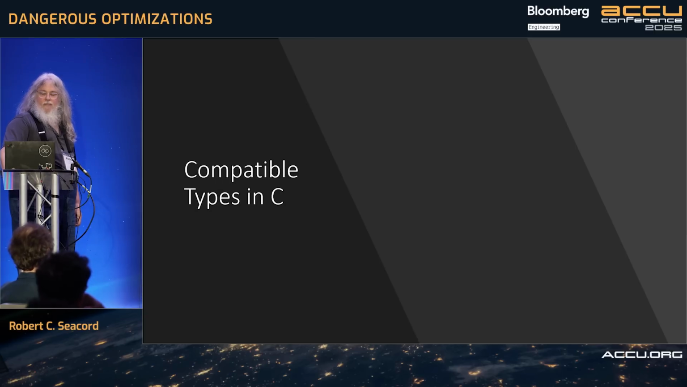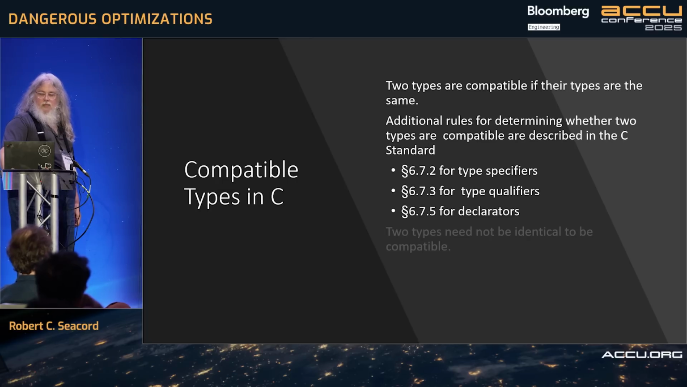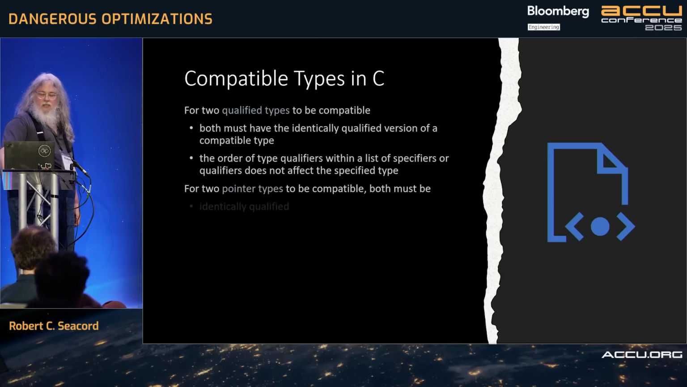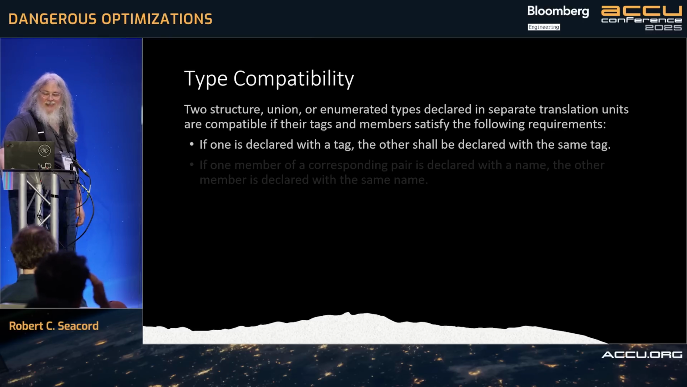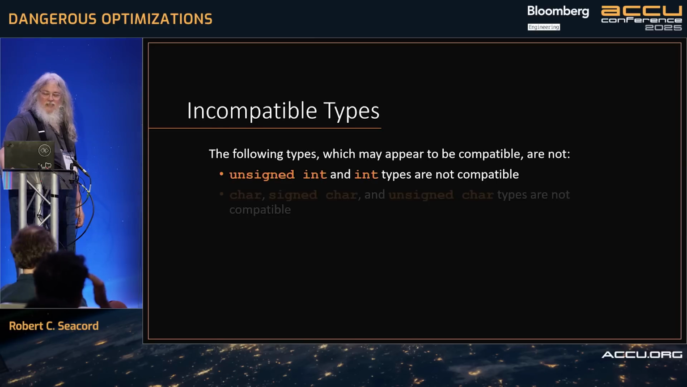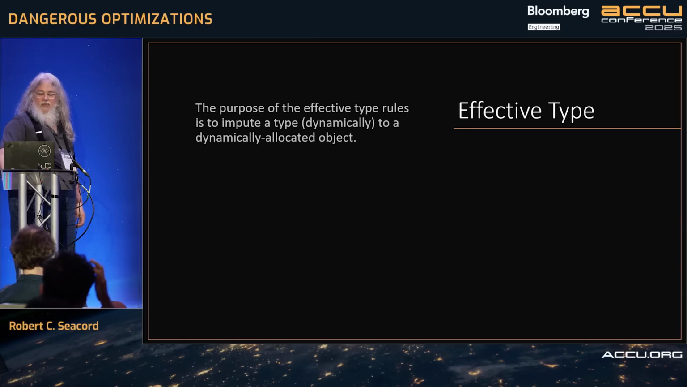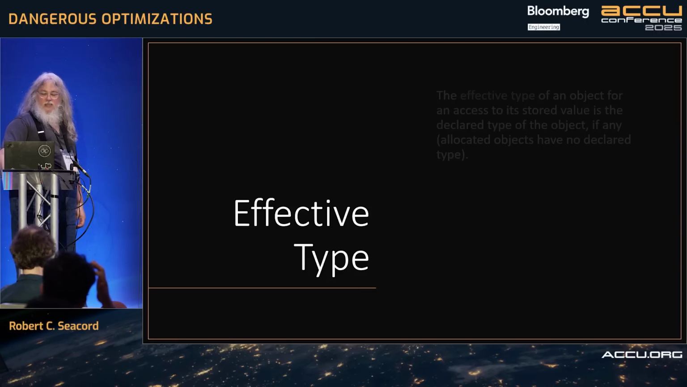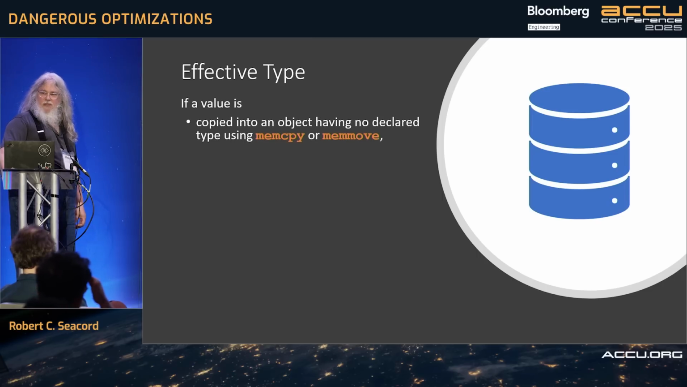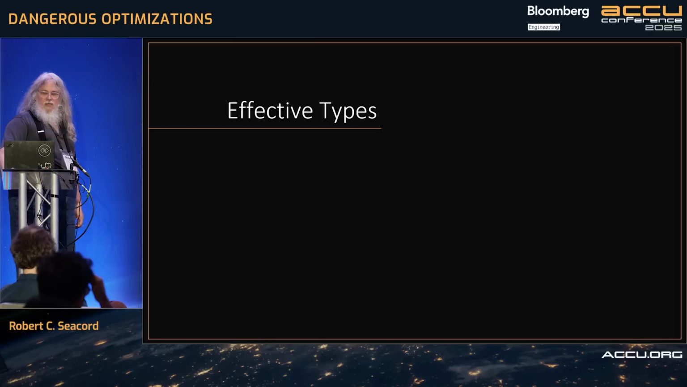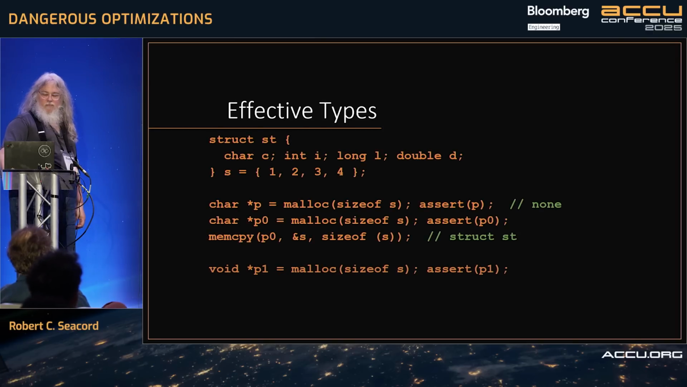I'm going to skip strict aliasing and go to pointer provenance, because strict aliasing is a long road to maybe a not exciting conclusion. It's very different in C and C++. C has an idea of compatible types. C++ does not. Does C++ have effective types? Effective types are just some crazy stuff.